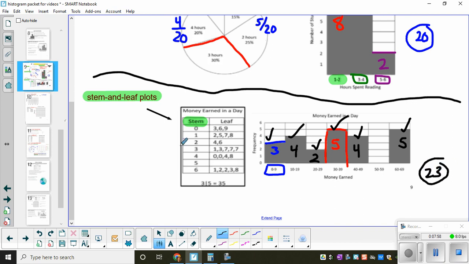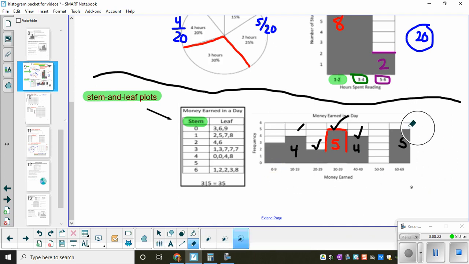And we can confirm that over here by just counting. We've got 1, 2, 3, 4, 5, 6, 7, 8, 9, 10, 11, 12, 13, 14, 15, 16, 17, 18, 19, 20, 21, 22, 23. So you can see here that we have 23 data points in the stem and leaf plot. We have 23 data points in the histogram, so it does match up.